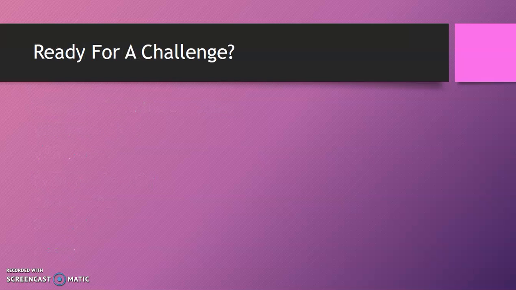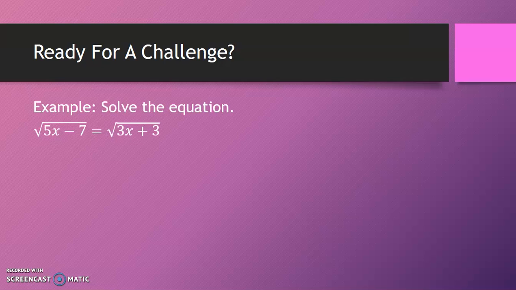Let's challenge a little bit here. For this one, I have square roots on both sides of my equal sign. I have the square root of 5x minus 7 on the left side, and the square root of 3x plus 3 on the right side. For this one, I'm going to automatically square both sides of the equation. This is going to get rid of both of the square root signs. On the left side, I have 5x minus 7, and on the right side, 3x plus 3.